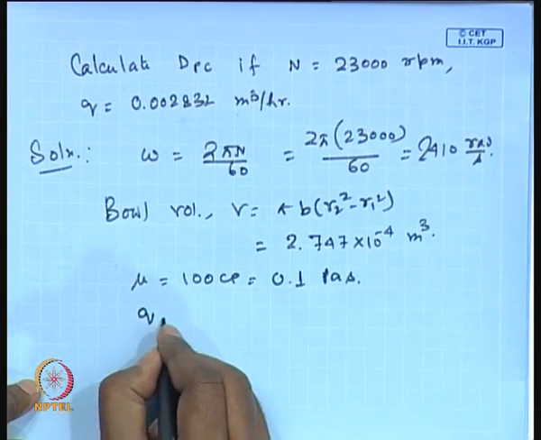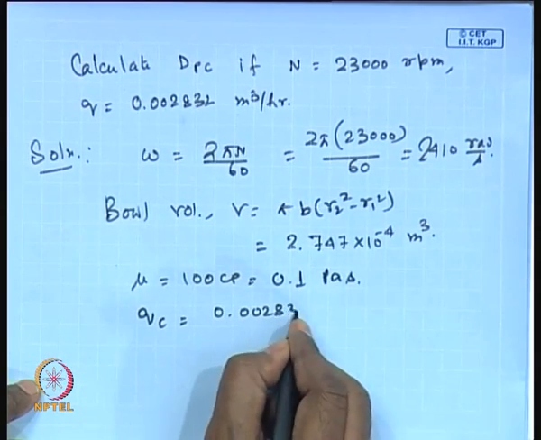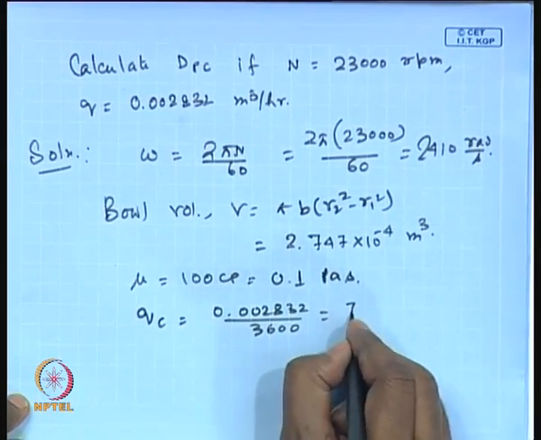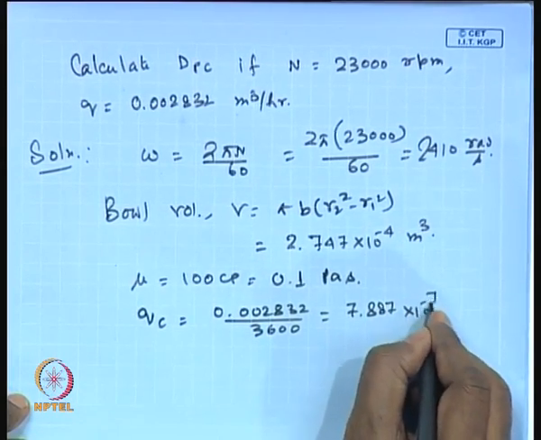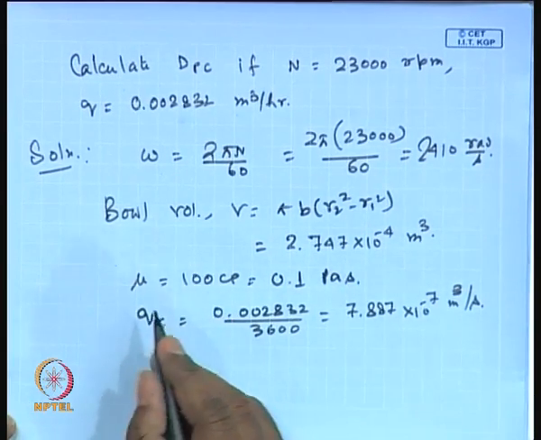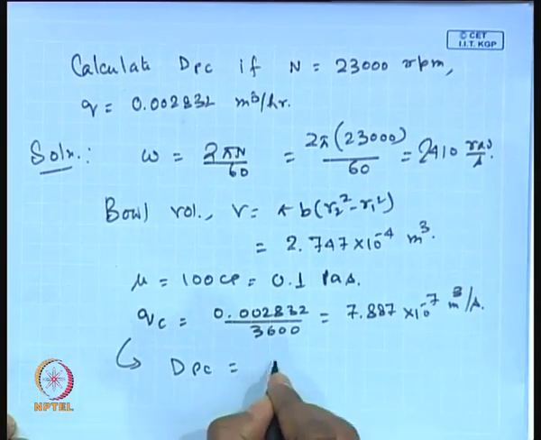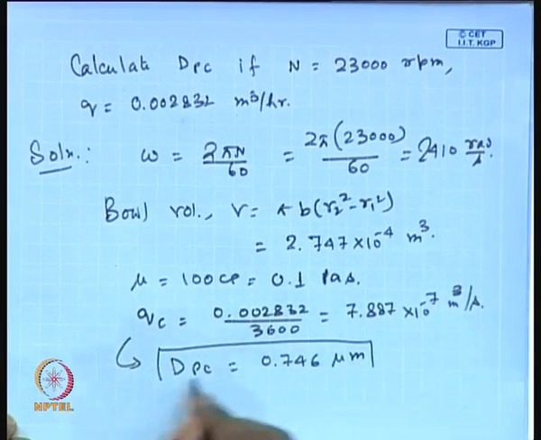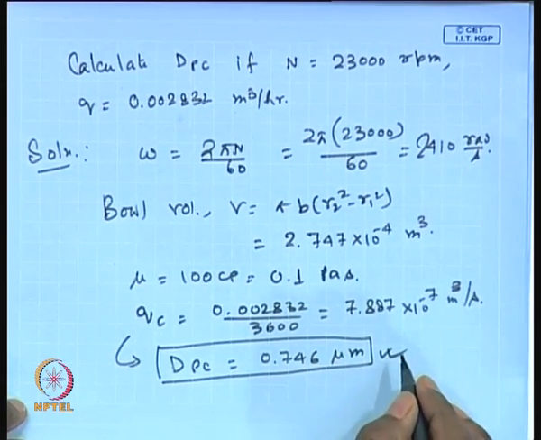Okay. So, Q you can calculate as 0.002832 divided by 3600. This is given in meter cube per hour, so you can convert it into meter cube per second, 7.887 into 10 to the power minus 7 meter cube per second. Now, if you put all these values in your governing equation for dPc, the dPc turns out to be 0.746 micron. So, it turns out to be around 0.746 micron.